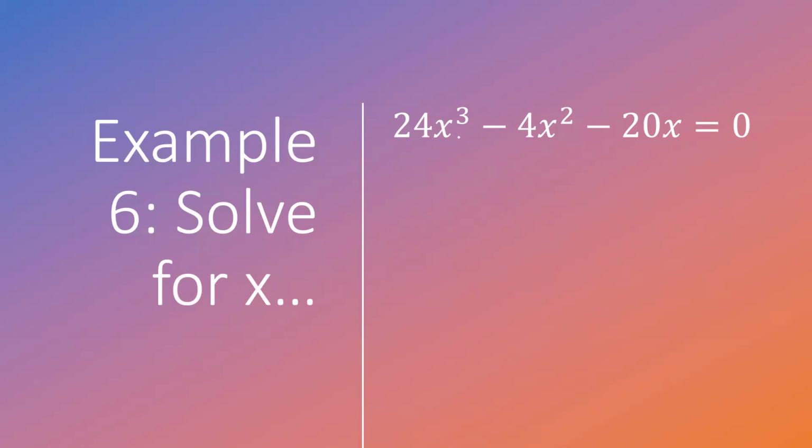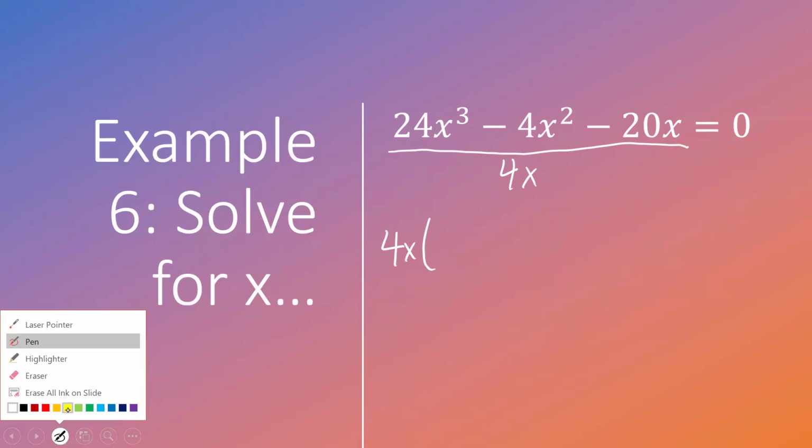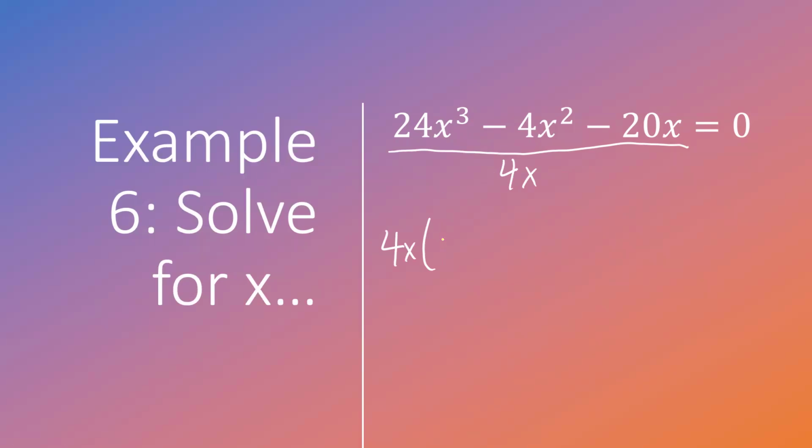So for this one, again, we have a higher degree polynomial, but is there a GCF that we can factor out? 4. This time it's 4x. It's not just x, it is 4x. So we're going to factor out 4x. When we take out 4x, what are we left with? 6x squared. Perfect. Minus x minus 5. Perfect.